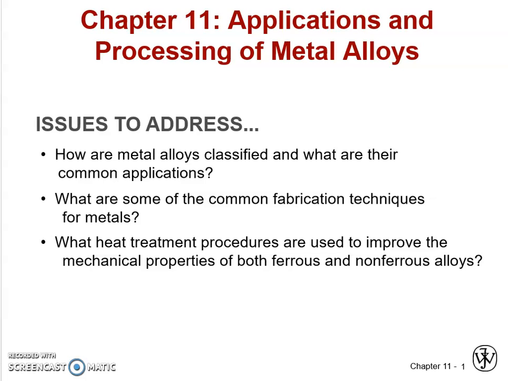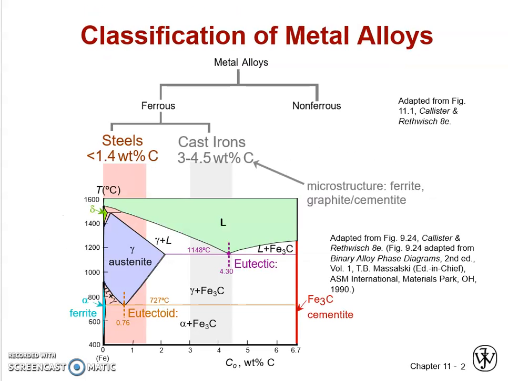So you will first understand what is ferrous and non-ferrous, what is metals and what is alloys, and the fabrication technique for those particular materials. So this is the classification of metals. Metal alloys can be classified into two, which is ferrous and non-ferrous. So we want to learn about ferrous materials.